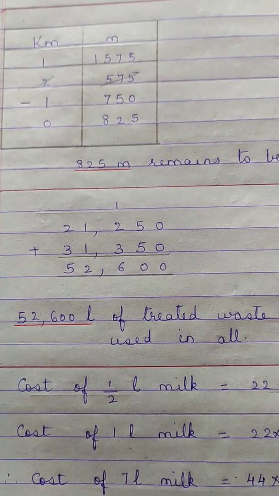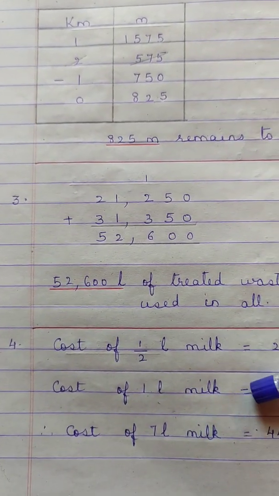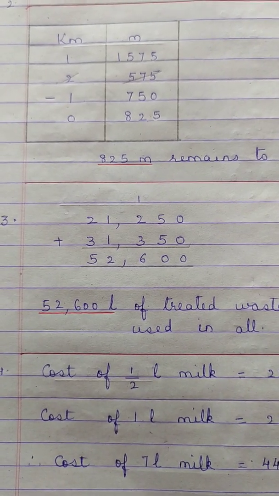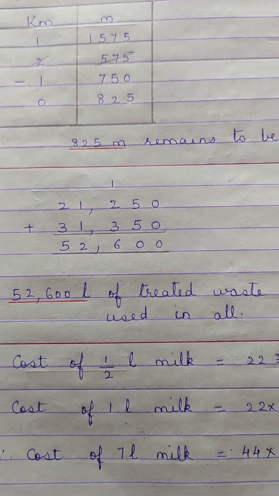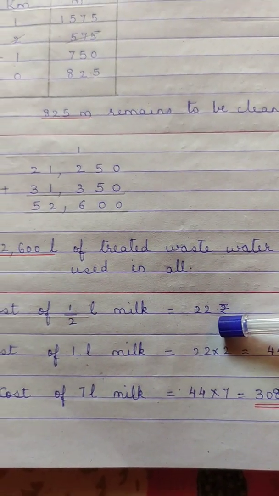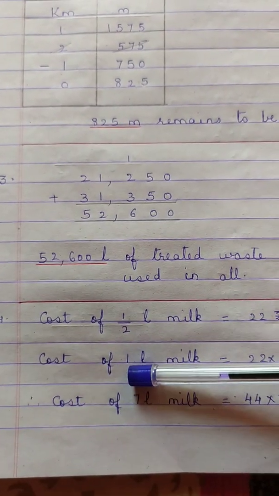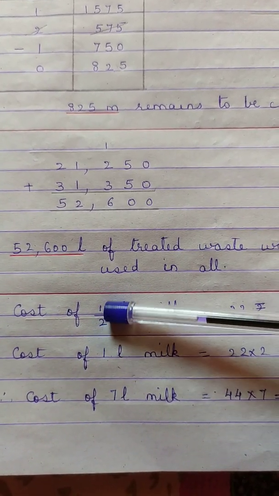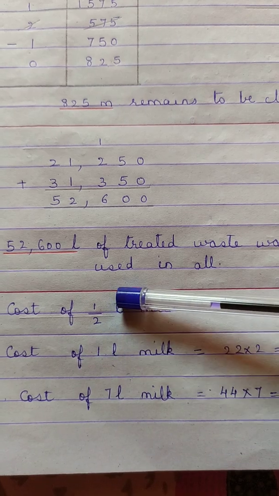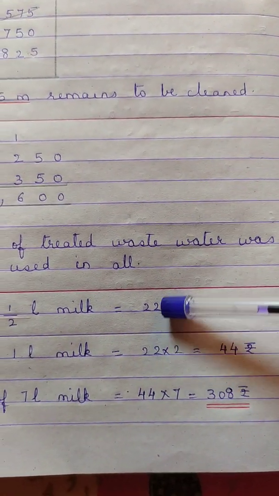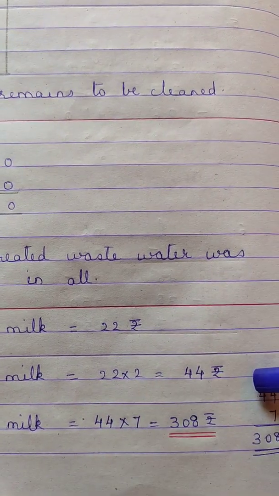Okay. Next, question number 4. If half a liter of milk costs 22 rupees, how much will 7 liters cost? Okay. So the cost of half a liter of milk is 22 rupees. So find out the cost of 1 liter of milk. So what must I do? To make this half 1, I have to multiply it by 2. 2 and 2 get cancelled, I get 1. So in my answer also, I'll multiply by 2. 22 into 2, 44 rupees.